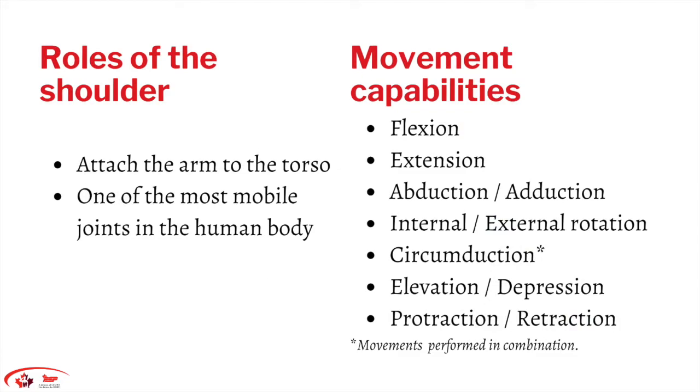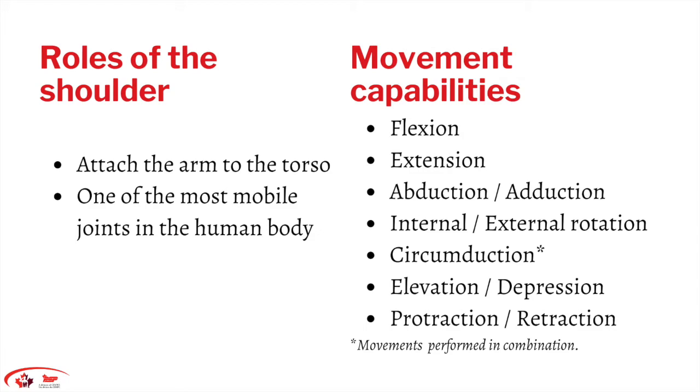The main role of the shoulder is to attach the arm to the torso. It also plays a big role in a lot of the activities we enjoy, throwing for sports, pushing and pulling when we're lifting, all of those kinds of things. It is one of the most mobile joints in the human body, but it sacrifices stability for that mobility. So this is why it's so susceptible to injury.